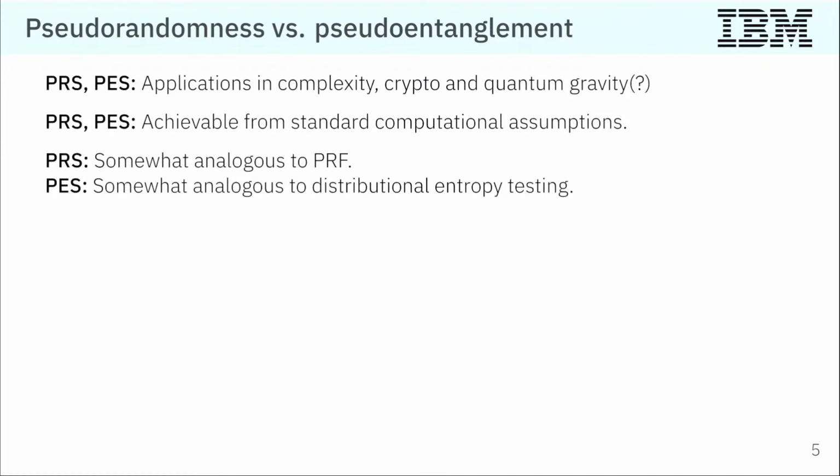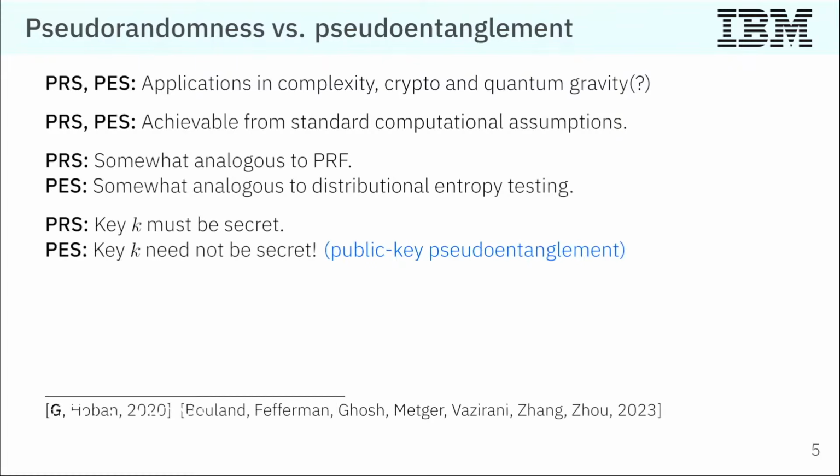So pseudorandom states are somewhat analogous to pseudorandom functions, like we even saw that construction from pseudorandom functions. Whereas for pseudoentangled states, I don't know if there's a good classical analog, but one that you could consider is what's called distributional entropy testing, which is the task of being given samples from some probability distribution, and from those samples trying to estimate what the entropy of that distribution is. So that's somewhat analogous maybe to pseudoentanglement.